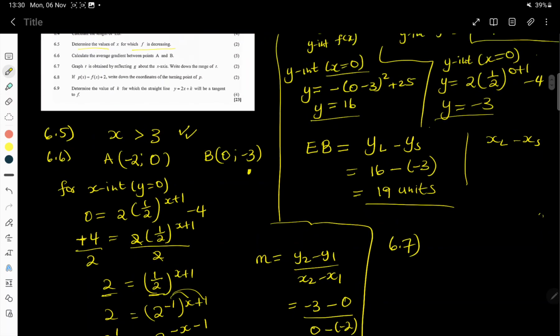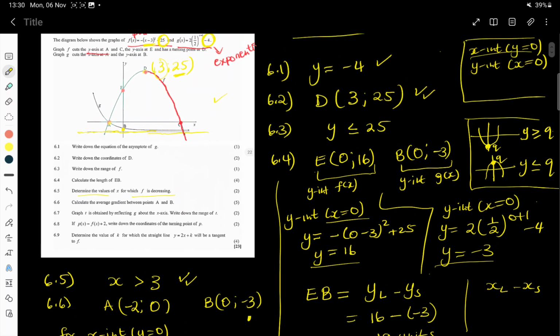6.7. Graph T is obtained by reflecting G about the x-axis. Key point, reflecting graph G about the x-axis. When you reflect about the x-axis, you change the sign of the y. You change y and make it negative. So where is graph G? Graph G is that one, the exponential.